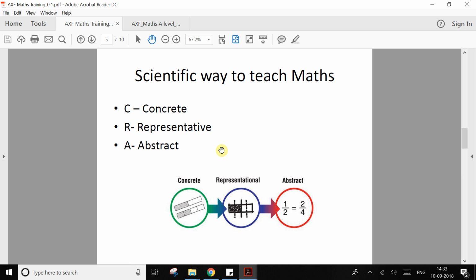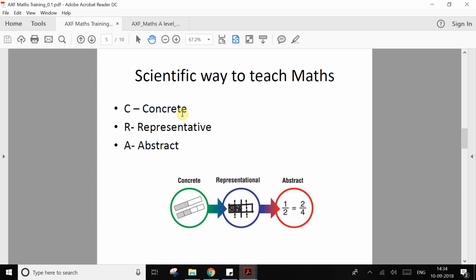But the best way to teach maths, or a scientific way to teach maths, is to start with concrete first. What is concrete? Concrete means children should handle concrete learning materials. You don't need fancy items from the market. You can use materials which are readily available in nature: stones, sticks, leaves, marbles, dal.